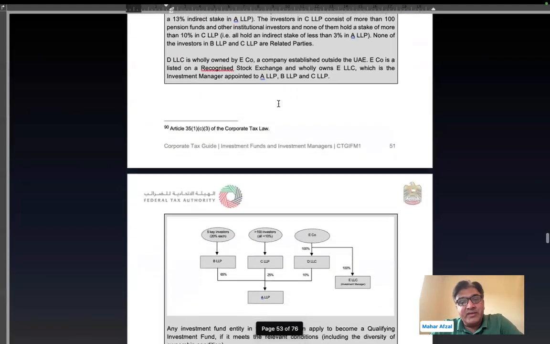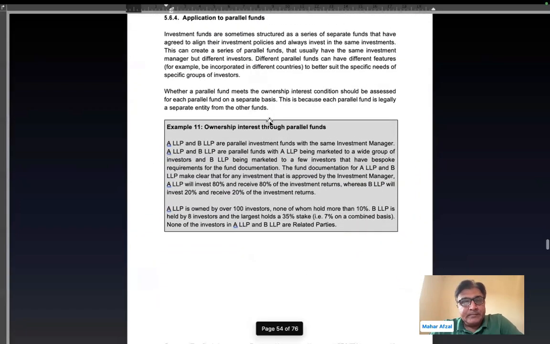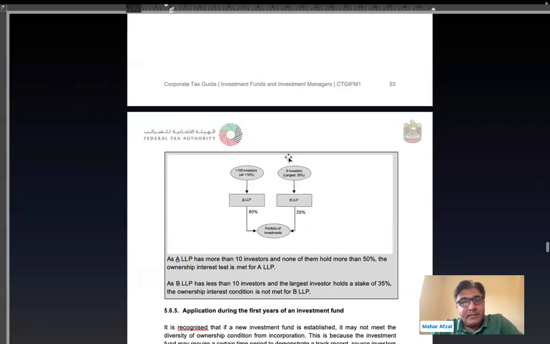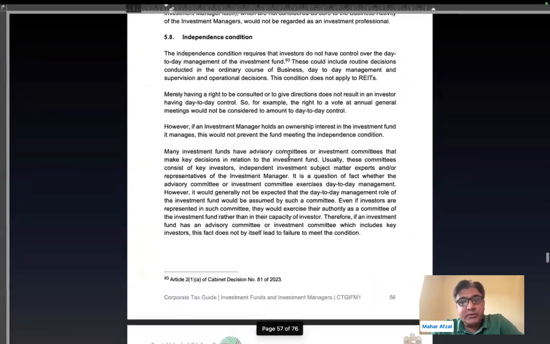Diversity on a feeder fund is the same thing applicable here as well. You can go through this. Parallel funds. You can go through this diversity of ownership condition in the parallel funds. You can go through this.